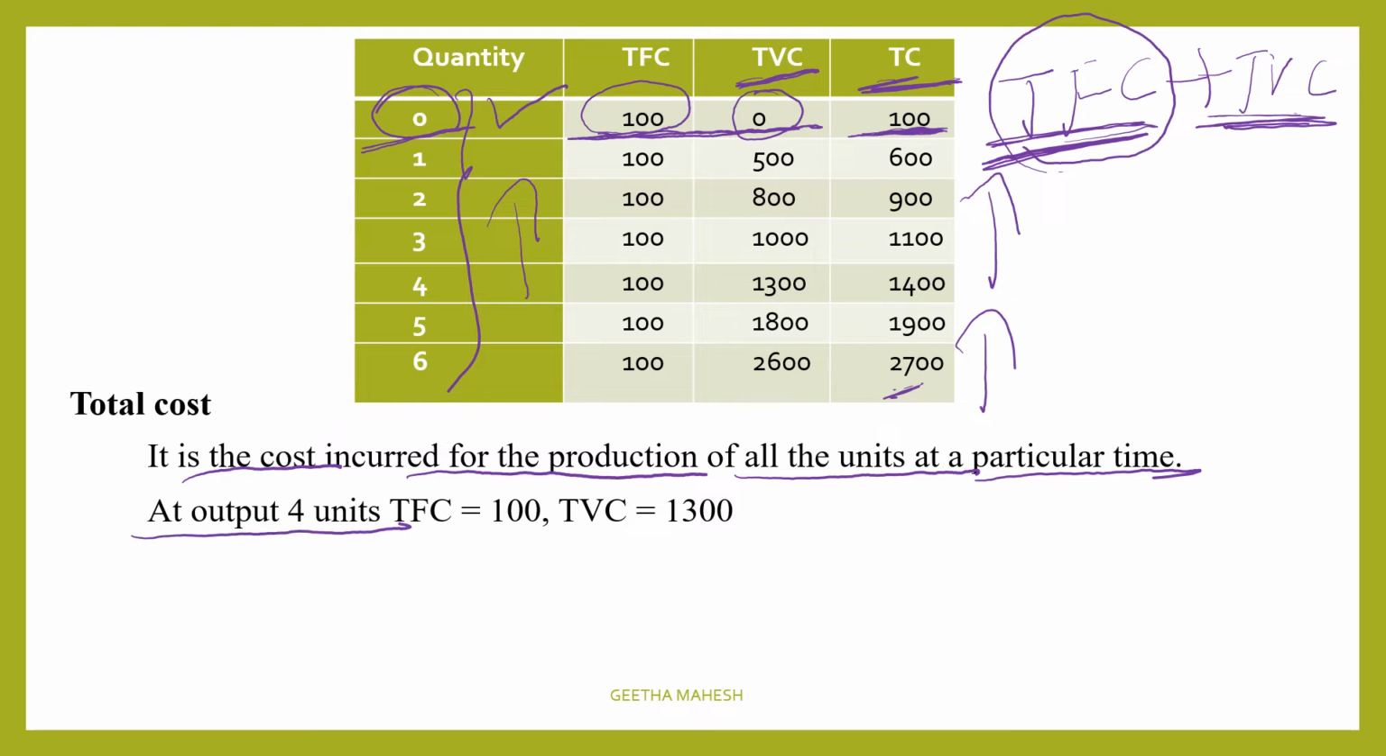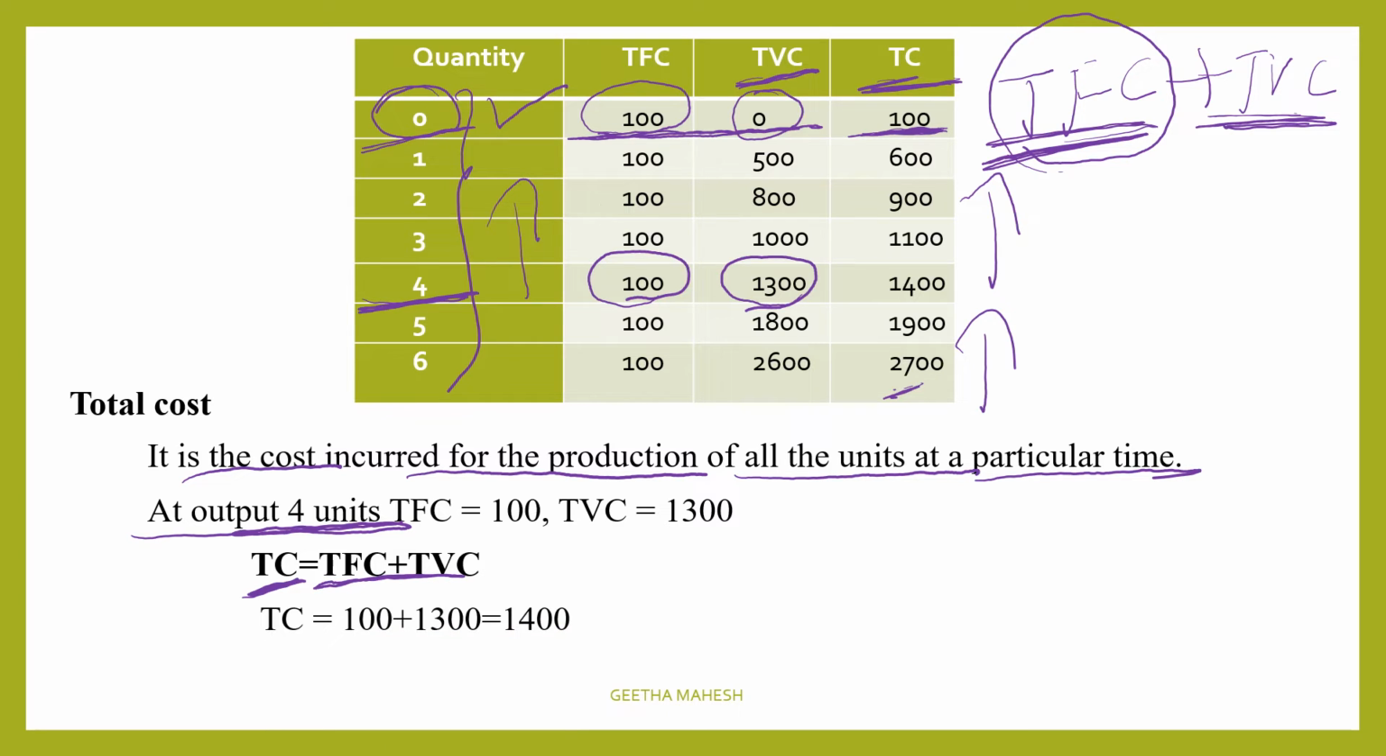At 4 units of output, you can see total fixed cost is 100 and total variable cost is 1300. So how will you find out total cost? Total cost equals total fixed cost plus total variable cost. So according to our table, total fixed cost is 100 and total variable cost is 1300. If you add these two, you will get 1400, which we call total cost.